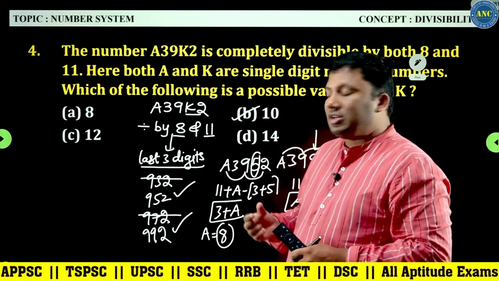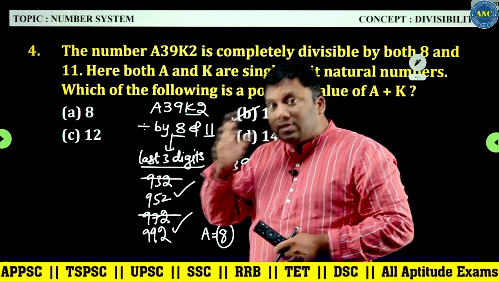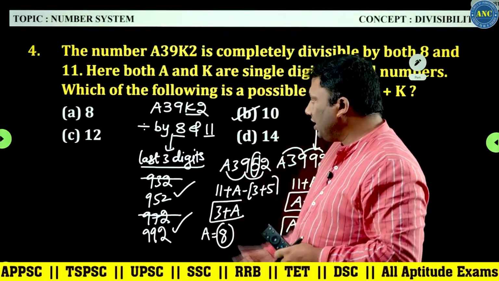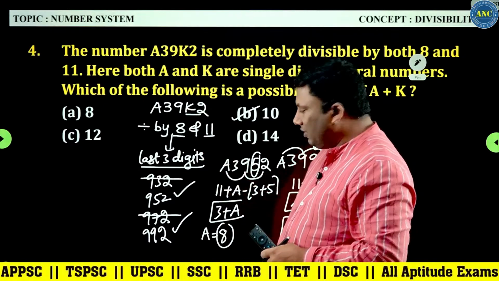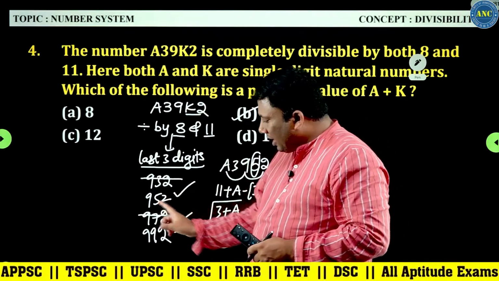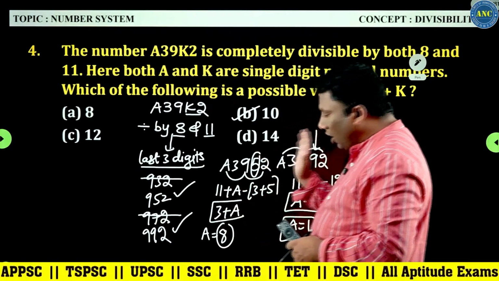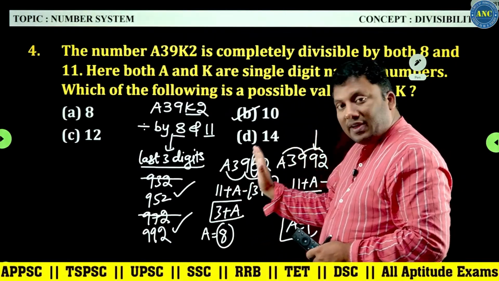A39K2, right? What is the divisibility rule of 8? The last 3 digits should be divisible by 8. 9K2 should be divisible by 8. K will be either 5 or 9. So from there we got the K value as either 5 or 9.